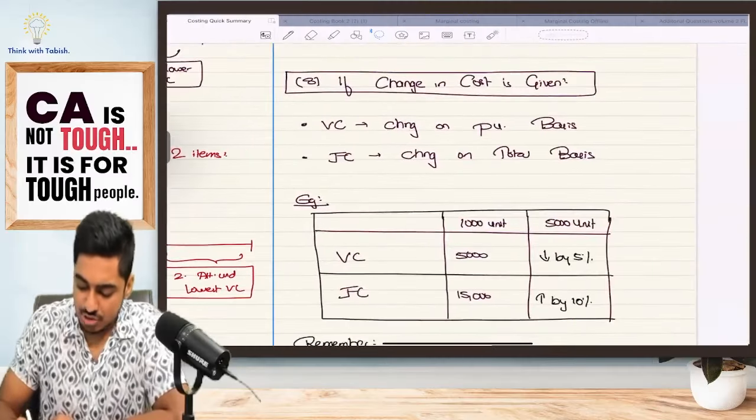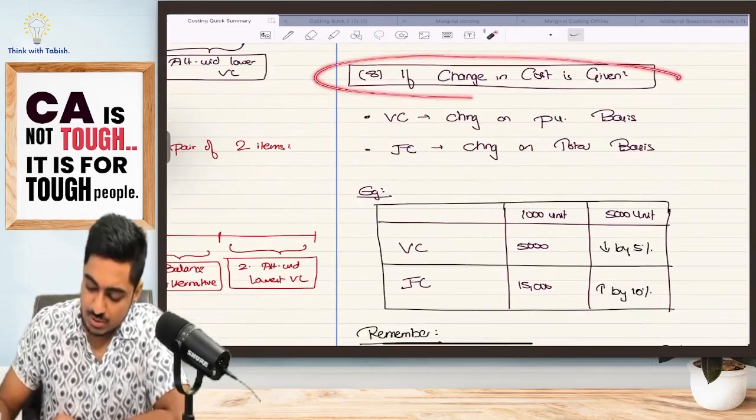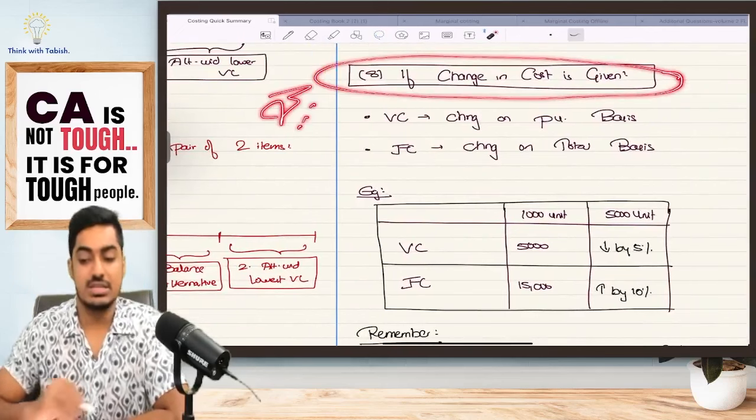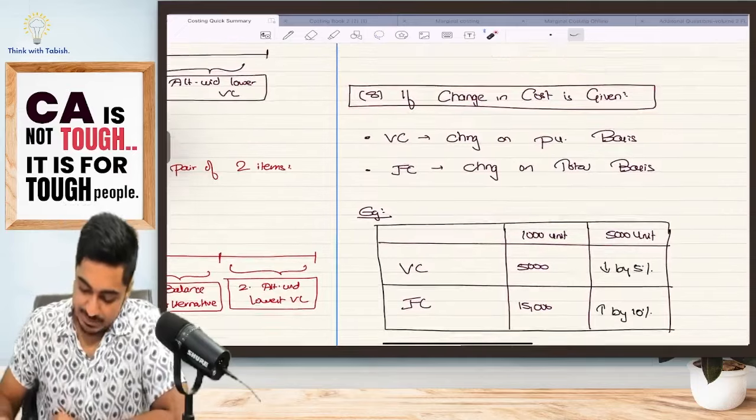Pay attention, students. This is going to be a very important point. So many small questions are coming recently.